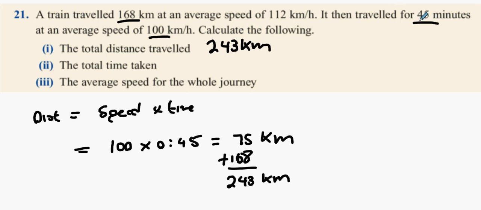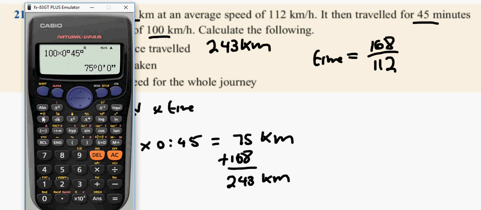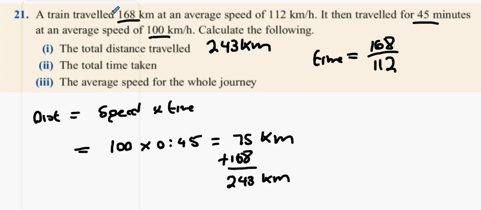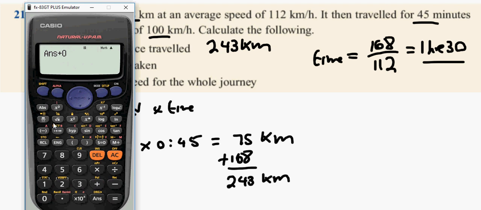The total time taken. We know he took 45 minutes in the second half of his journey. We don't know how long the first half of his journey took. So time equals what, guys? Distance divided by speed. 168 divided by 112. 1 hour and 30 minutes. Okay, add them together. 1 hour 30 plus 0 hours 45 minutes. 2 hours and 15 minutes.